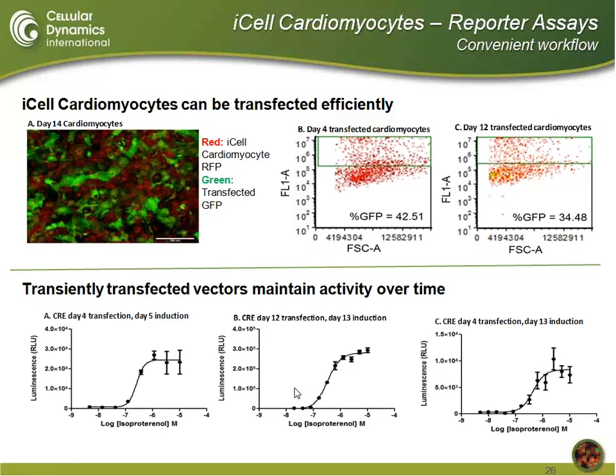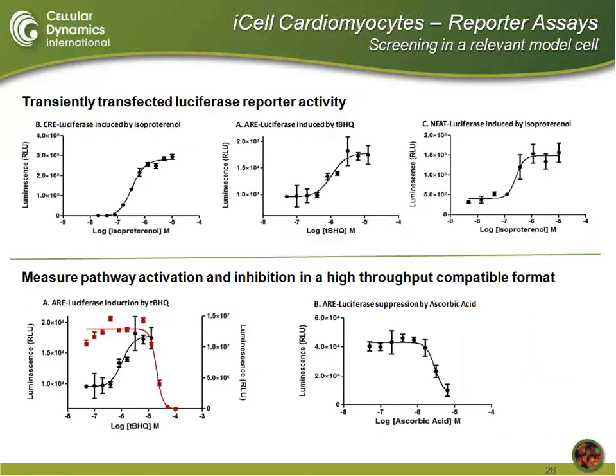This really opens the ICL Cardiomyocytes to a wide variety of investigations, and you can transfect in a whole number of different plasmids. Here, just as an example, we have the cyclic AMP response element again. We've got the antioxidant response element and the NFAT response element as well, looking at luciferase activity through induction with different compounds. So you can really take this and look at the pathways you want to look at in the model that you want to look at them in.